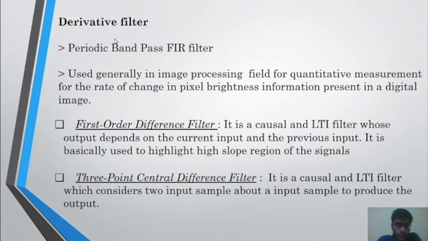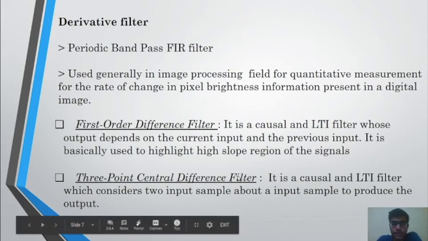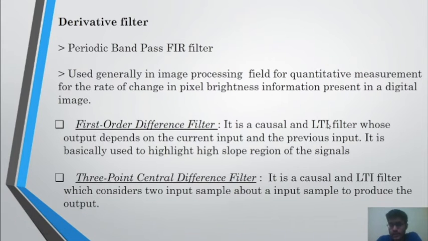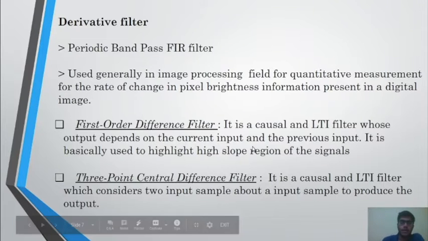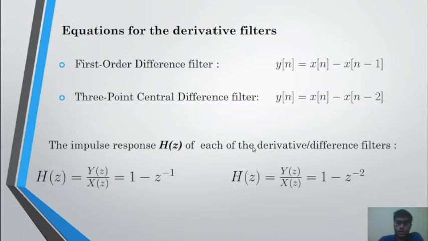Now there are two types of derivative filter which we studied that day. One was the first order difference filter, and the second was the 3-point central difference filter. Both are causal and linear time invariant filters. The first order difference filter depended on the current input and the previous input, and in the 3-point central difference we were considering two input samples about the input sample to produce the output. This will be more clear when we observe this equation.